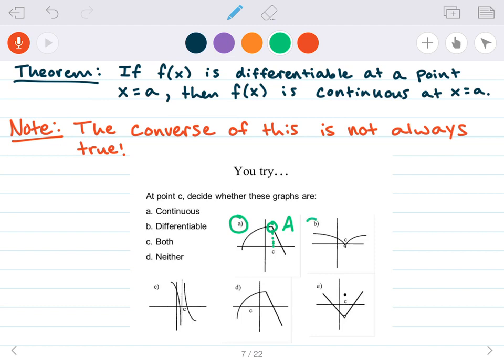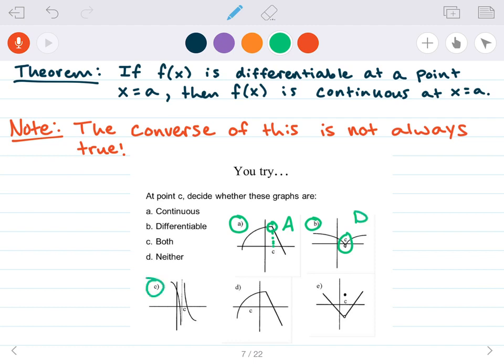Let's look at the second one. So at x equals c, it appears that this thing is not continuous because of the open circle, and it's also not differentiable because of this corner, right? This thing converging on the open circle here. So this is going to be neither, which is choice D, neither differentiable nor continuous there.